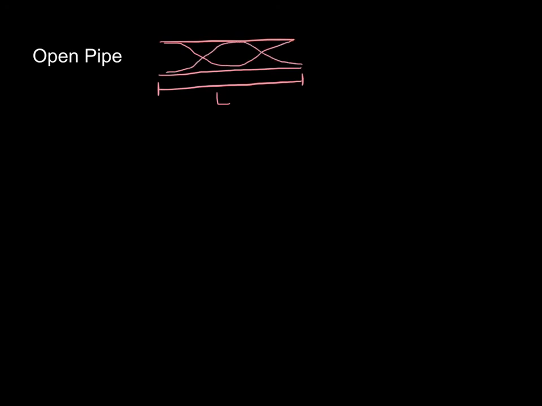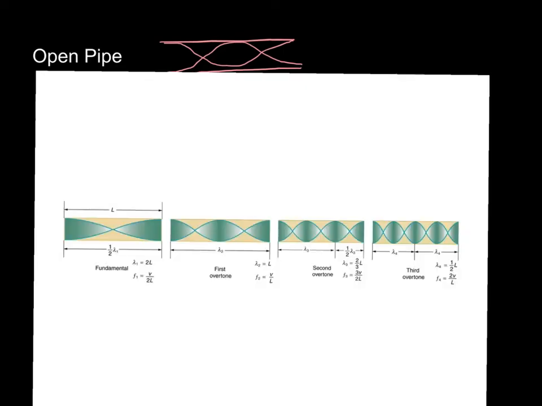Now with an open pipe, instead of being closed at one end, it's going to be completely open at both ends. And again, length is going to be a big factor here. And instead of having a node at one end, since it's open on both ends, we have to have an antinode at both ends. So a possibility for a standing wave looks like that, where I have an antinode at each end. The first couple harmonics look something like this.